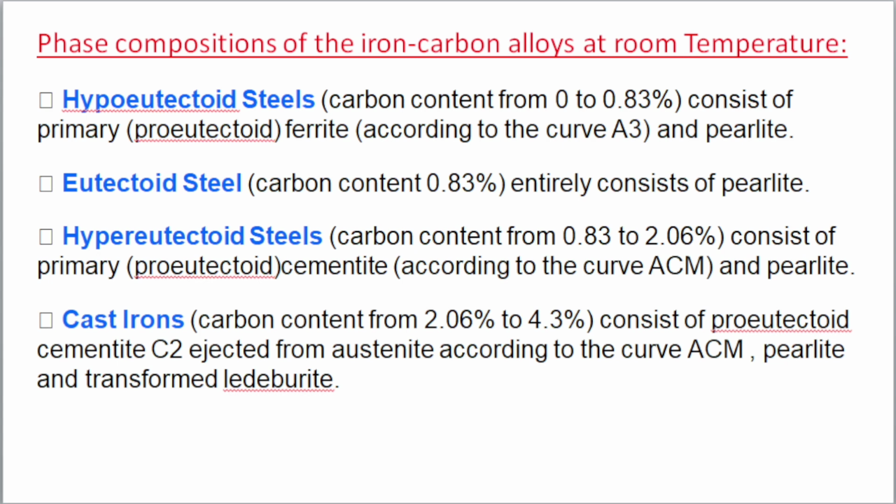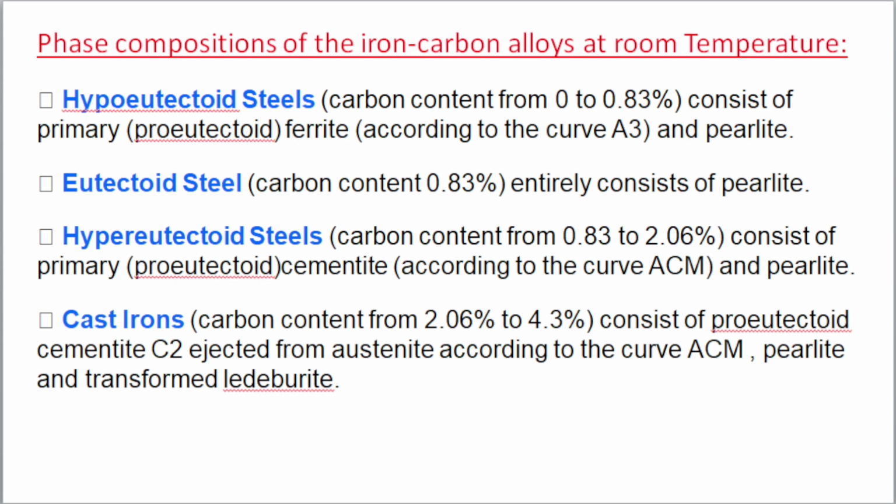Phase compositions of the iron-carbon alloys at room temperature. Hypoeutectoid steels, carbon content from 0 to 0.83%, consist of primary, proeutectoid ferrite, according to the curve A3, and pearlite. Eutectoid steel, carbon content 0.83%, entirely consists of pearlite.